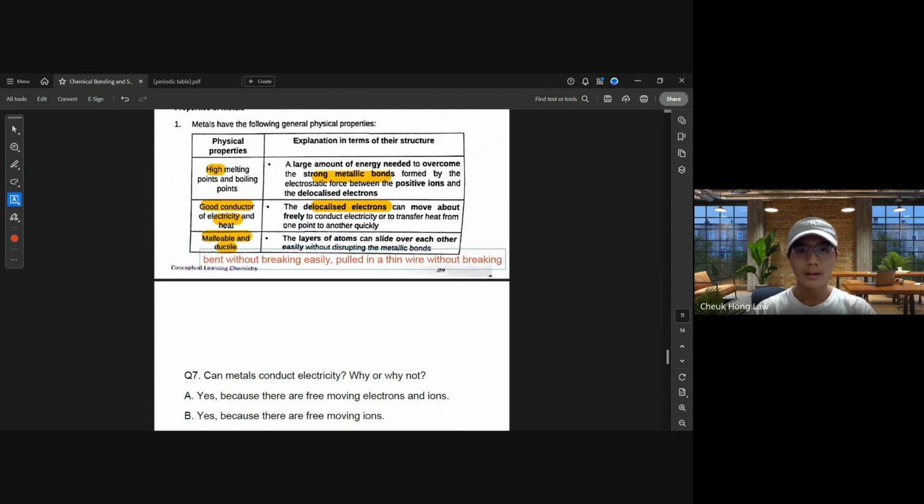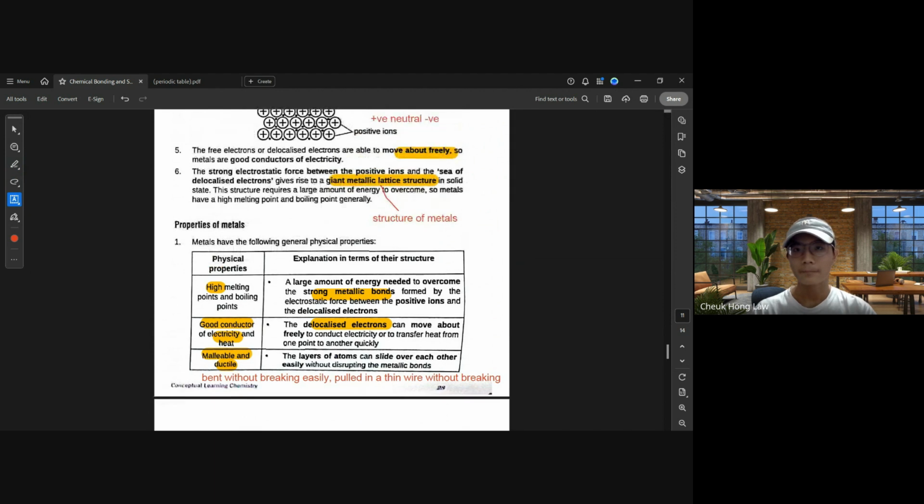Okay, that means I can literally pull a metal. If I have enough force, I can pull a metal into a thin wire without it actually breaking. Okay, so it'll still be intact. So what's the reasoning behind this? It's the layer of atoms, right? They are in a very orderly arrangement for metals. So with an orderly arrangement, they can slide over one another easily without disrupting the metallic bonds.